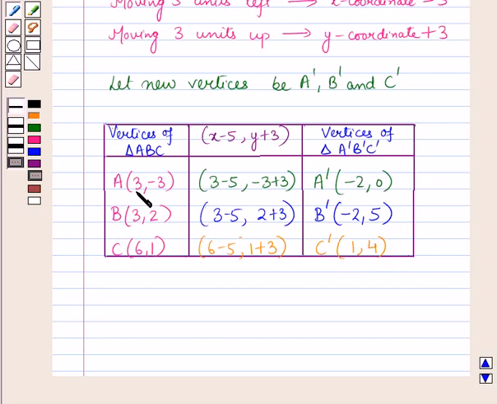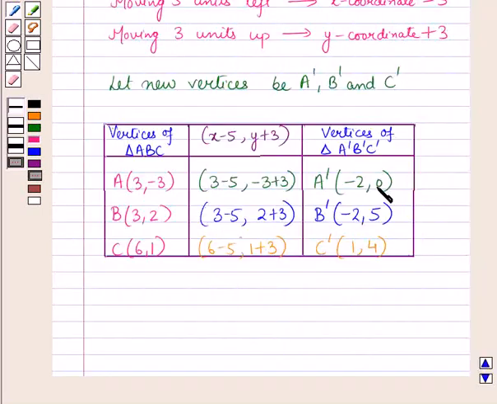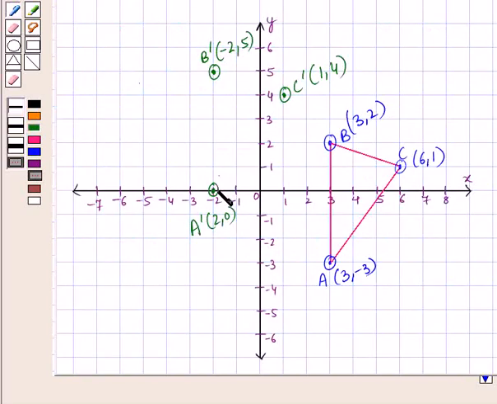First of all, we will plot the vertices A, B and C in the coordinate plane. So here we have plotted the original vertices A, B and C in the coordinate plane. Now joining all these points, we get the triangle ABC. And now let us plot the vertices A dash, B dash, C dash. And now we have plotted the vertices A dash, B dash and C dash. Now on joining these points, we get the new triangle A dash, B dash, C dash.